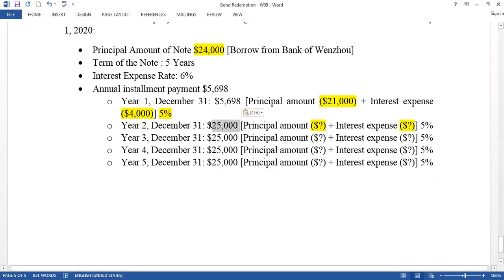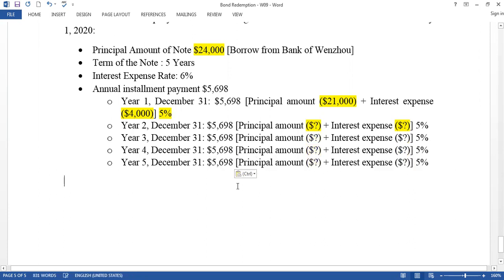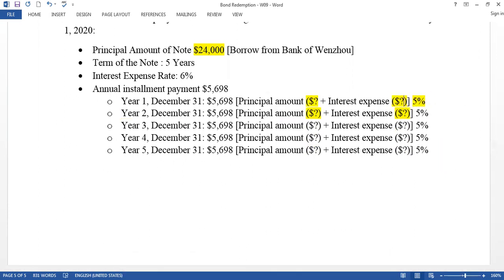This is the annual installment payment every year. This is the question mark, and here is the question mark. And according to this question, it is 6%.